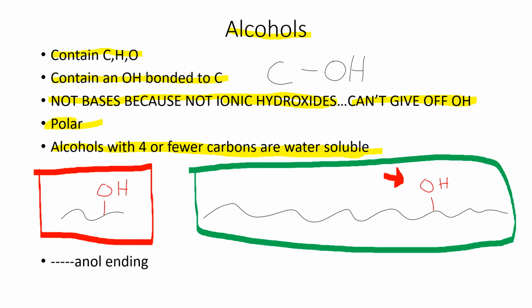And that's where this 4 carbons or fewer rule comes in for alcohols, in that if you don't have that many carbons, the OH can get the whole molecule to dissolve in water. If you have a whole lot of carbons, 5 or more, even though the OH is polar, it's not enough to counteract all of those carbons with their non-polarity, and they will not be water soluble. When we're looking at alcohols, what we associate with alcohols for its ending is the anol ending. So you'll see alcohols ending in anol.